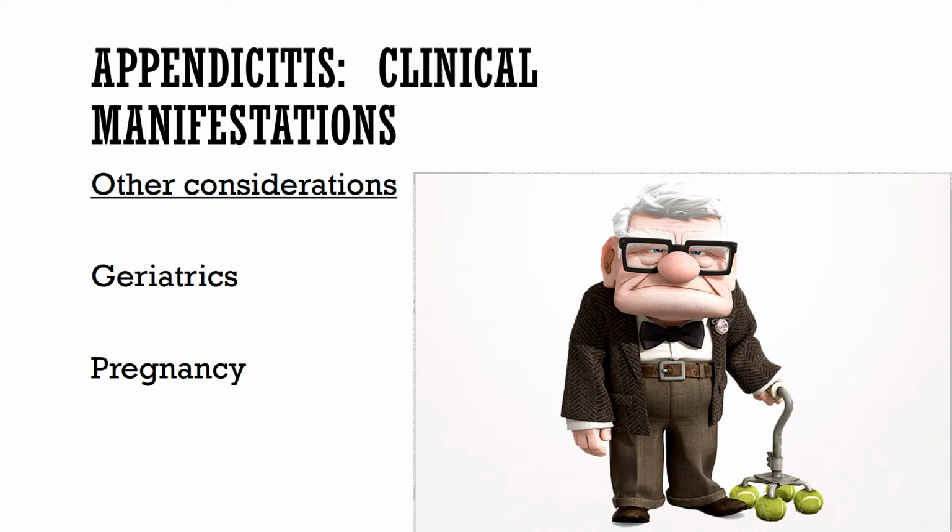Some other things to consider when assessing a patient with suspected appendicitis is that geriatrics may report less severe pain, slight fever, and discomfort in the right iliac fossa. A pregnant patient may complain of pain in the upper abdomen because the appendix is displaced higher in the abdomen with pregnancy.